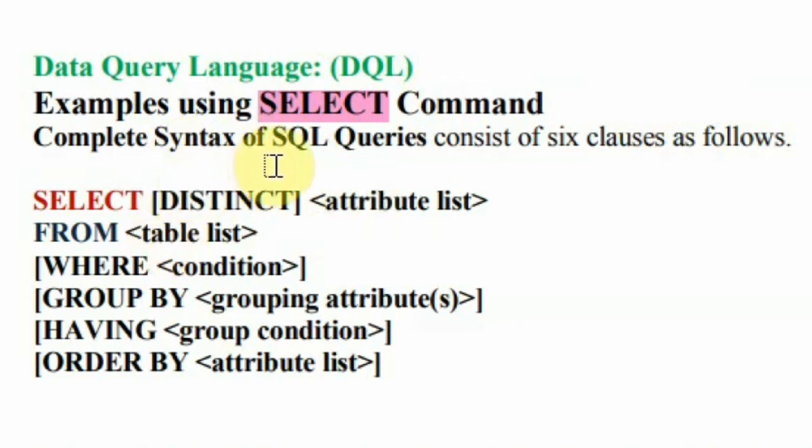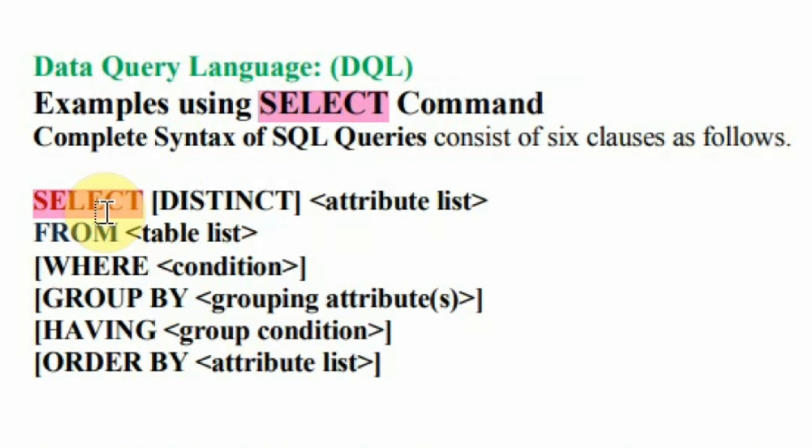Called DQL, an example is using the select command. The complete syntax of SQL queries consists of 6 clauses, which are listed as follows. The first is select, and you need to apply these clauses in the same order that is given in the syntax. You should not shuffle them, like first having group by, then select, and then order by. No, you should not reshuffle the order.